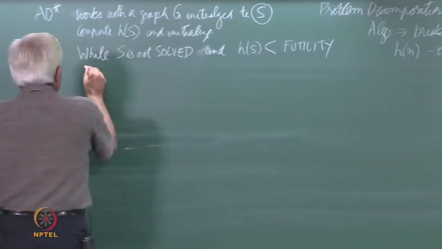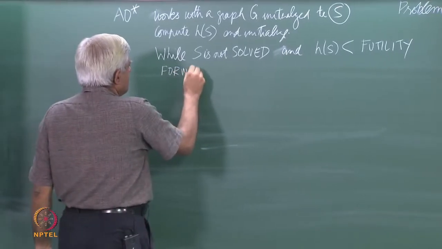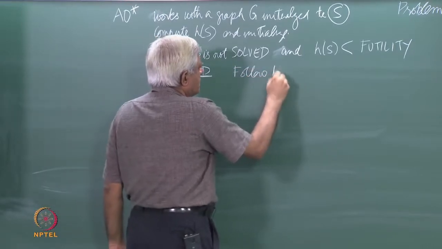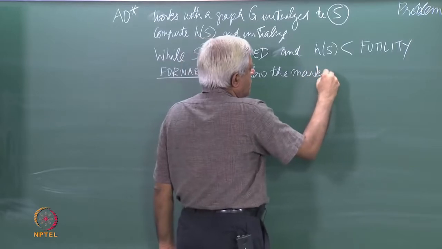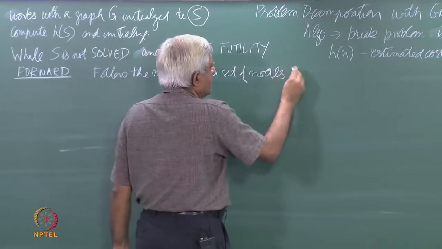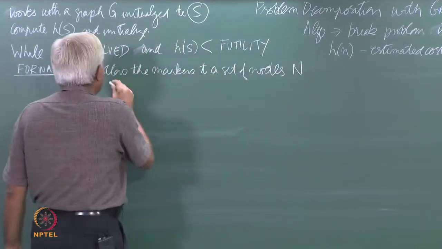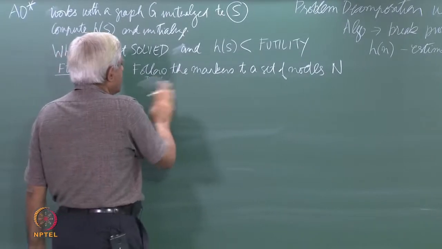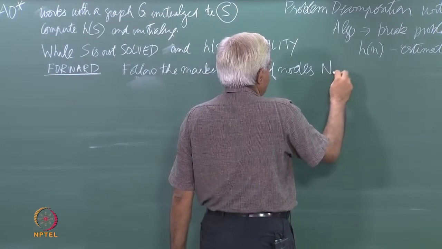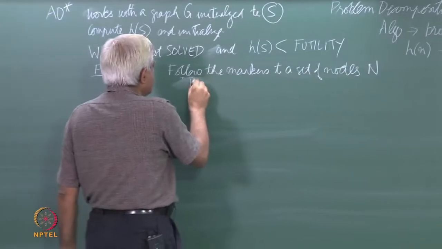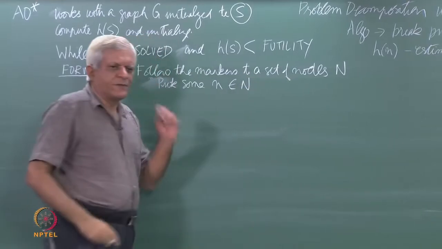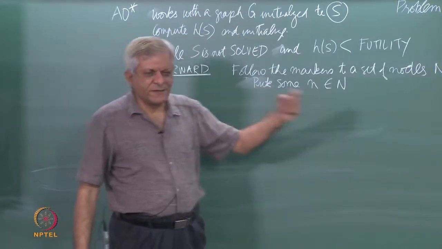So, the forward phase is as follows: follow the markers to a set of nodes, let us call them N, and then pick some n belonging to N. So, we have picked the node. In this example I have to pick either D or E.